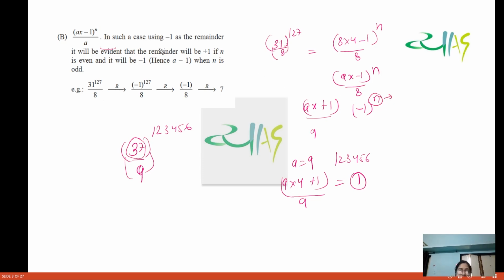Now whether n is even or odd, we have n as odd. 127 is odd, so we will have minus 1 as remainder. But we cannot have minus 1 as remainder, so 8 minus 1, we will have 7 as remainder. I hope everybody is clear with this concept, how you calculate this remainder.